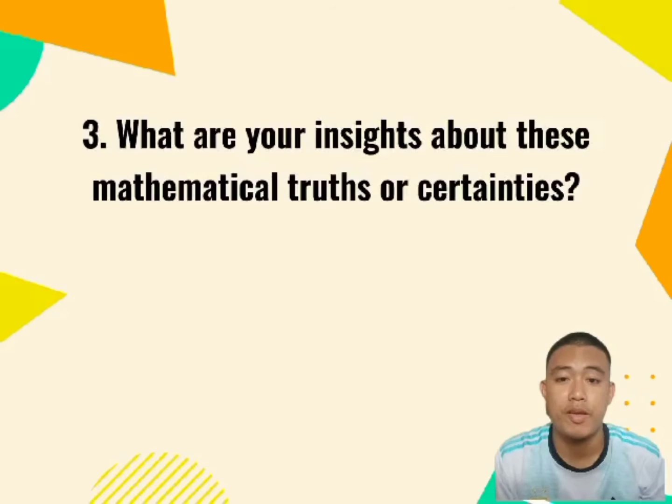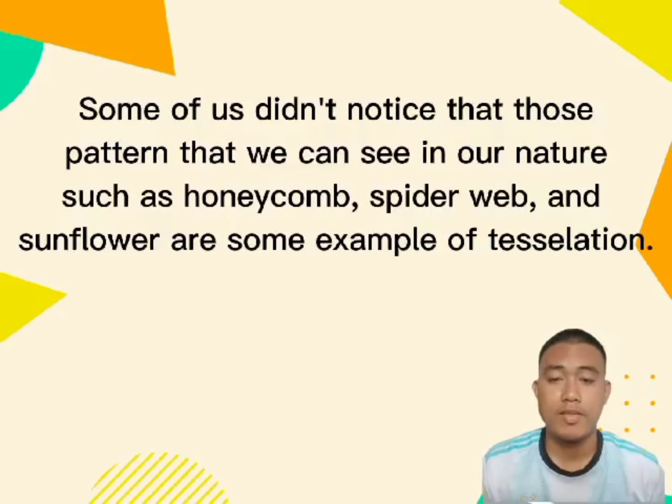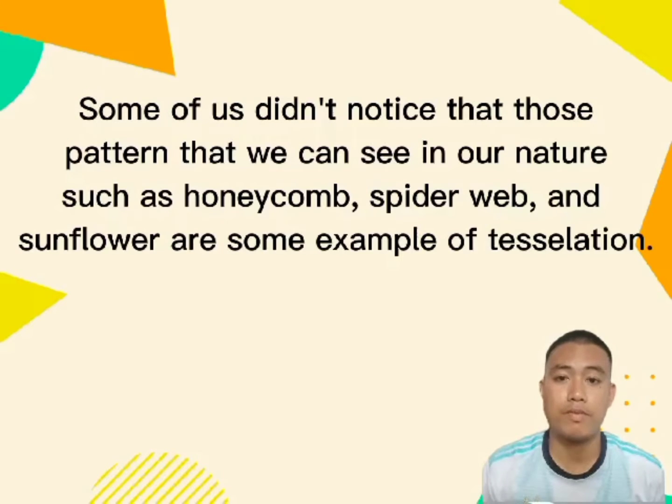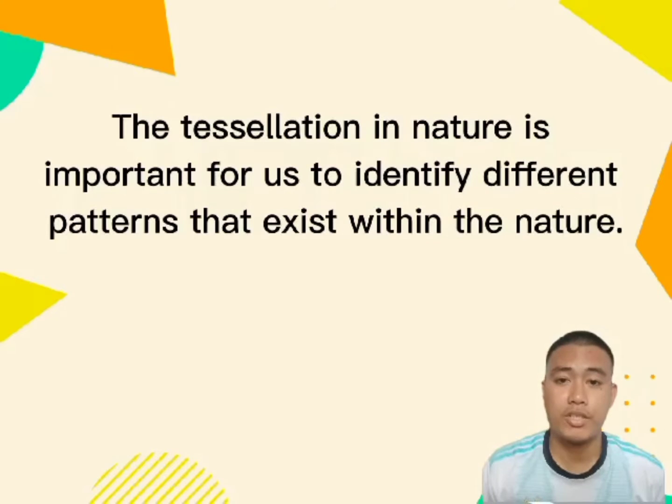Let's proceed to question number 3. What are your insights about these mathematical truths or certainties? Some of us didn't notice that those patterns that we can see in our nature, such as honeycomb, spiderweb, and sunflower, are examples of tessellation. The tessellation in nature is important for us to identify the different patterns that exist within nature.